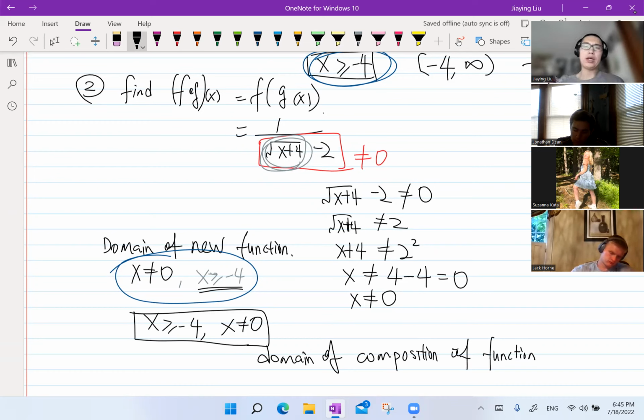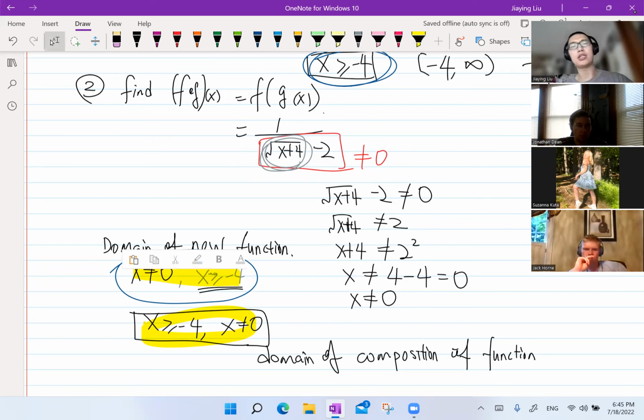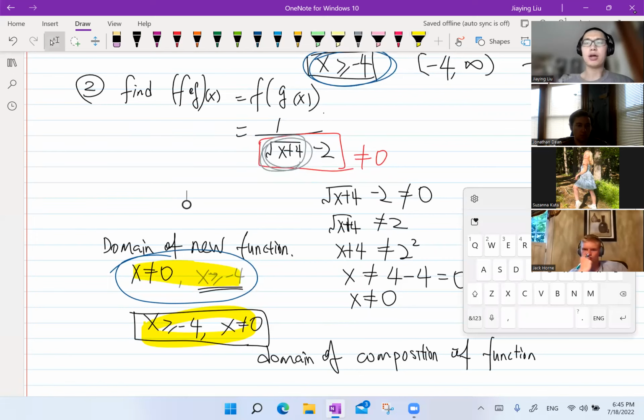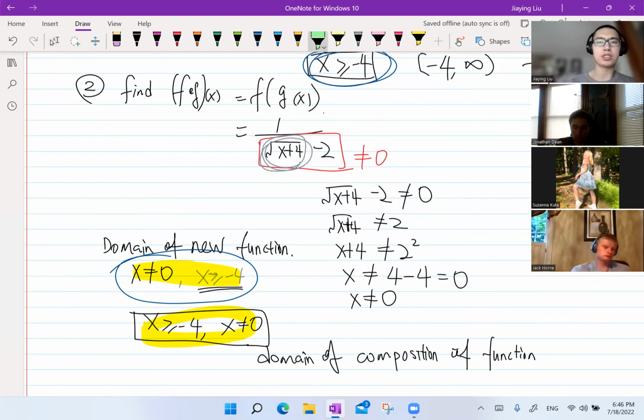Now, you probably wonder, how is this domain of the composition function different from the domain of the new function that we found in step 2? I mean, in this case, they're identical, but in some cases, they're not the same. You have to be very careful. In some cases, those two are not the same, so we still have to consider the domain of the new function and the domain of the inner function together to come up with the domain of the composition function at the end. So just because this example gives us the same domain, it doesn't mean that it's always the case.